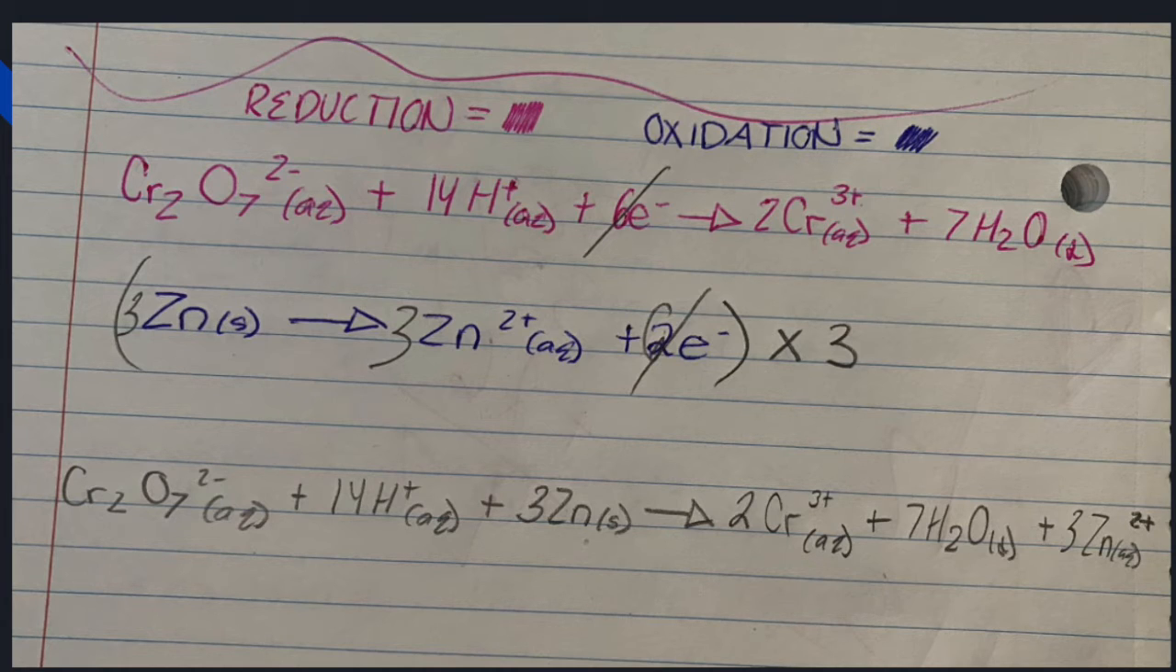After I cancel out the electrons, I need to add up the 2 equations. I need to add my reduction equation to my oxidation equation in order to get the bottom equation that is seen on my paper.